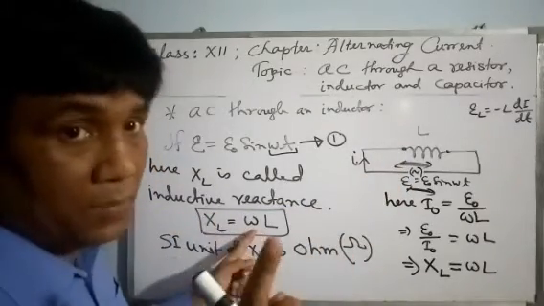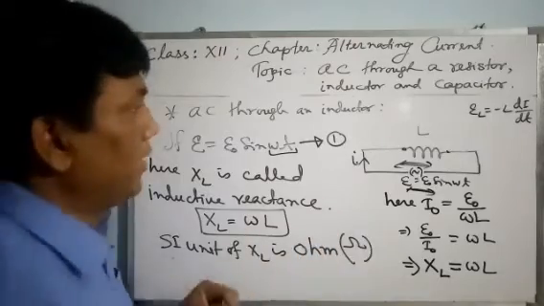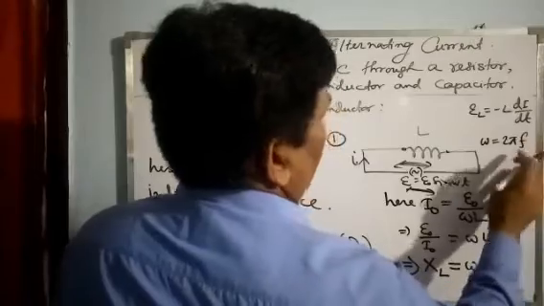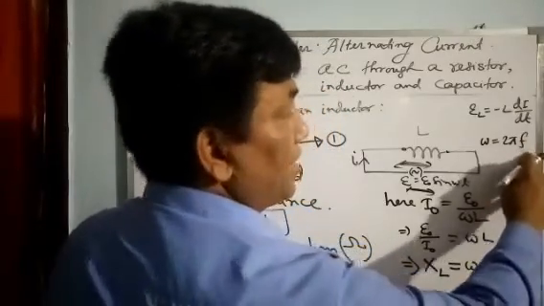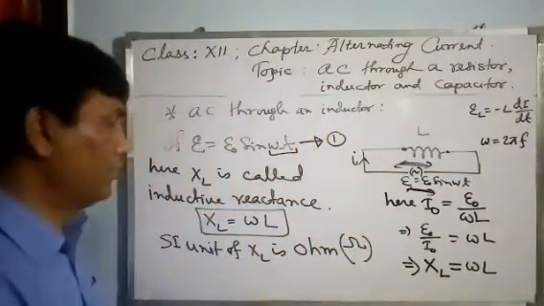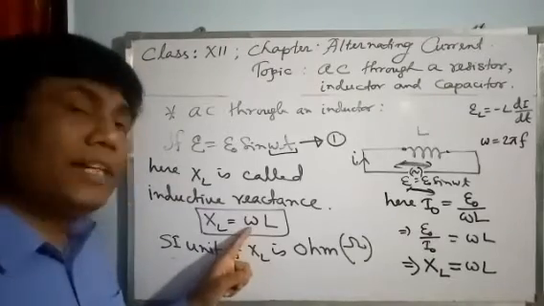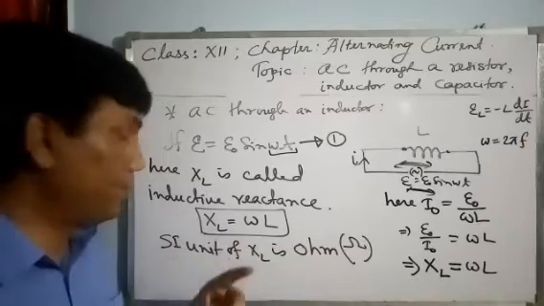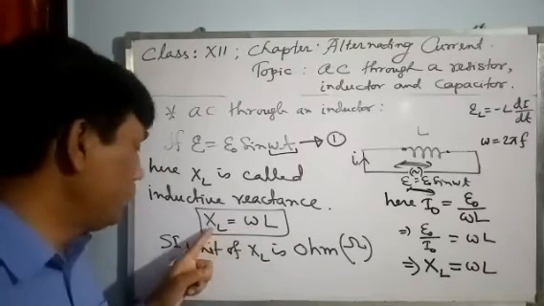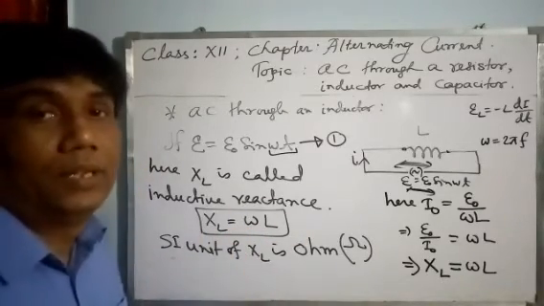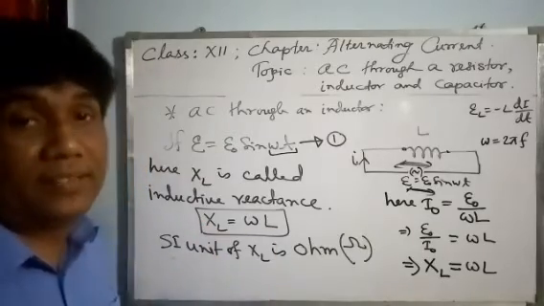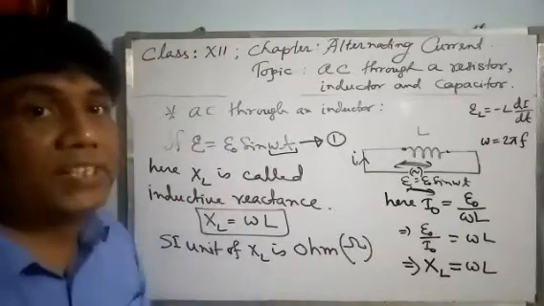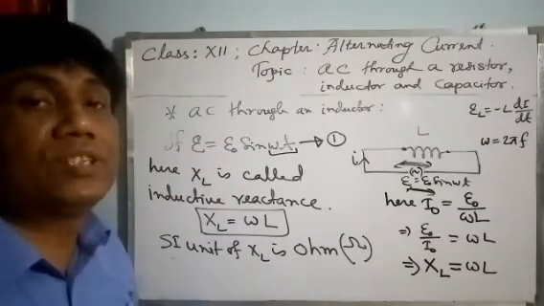It means frequency is 50. You have to change it correspondingly to omega, because you know the relation between omega and f. It is the linear frequency, that 50 hertz, and you have to convert to omega correspondingly. If omega is more, resistance is more. Remember, that is an important point I am going to emphasize. More is the frequency, more is the opposition. More opposition means less current. It means an inductor offers more resistance to those AC whose frequency is more.